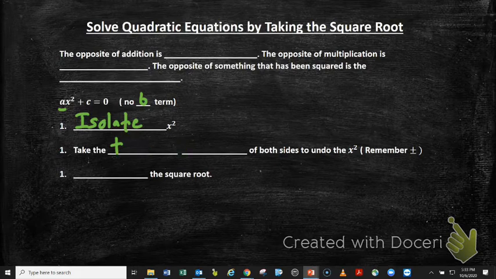Oops, I wrote the same thing. Take the square root. Once we have that isolated, we should take the square root. And what happens here is I have this, remember, plus or minus.